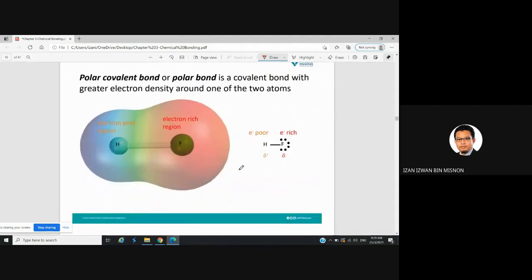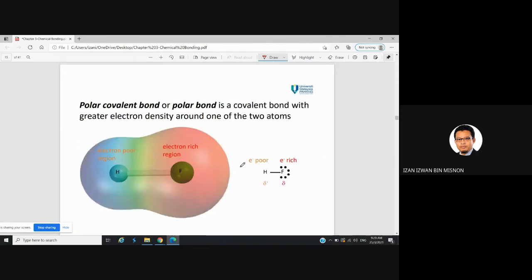Okay. Next on the polarity. In organic chemistry, we always discuss polarity. So polarity, how it's formed. The polar covalent bond or polar bond is a covalent bond with greater electron density around one of two atoms. So either one of the atoms acquires a greater electron density.